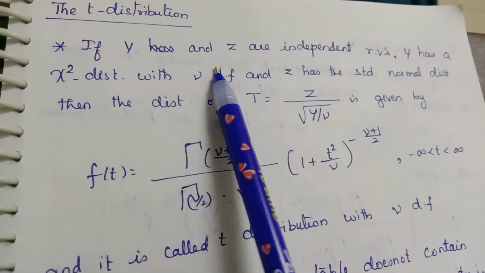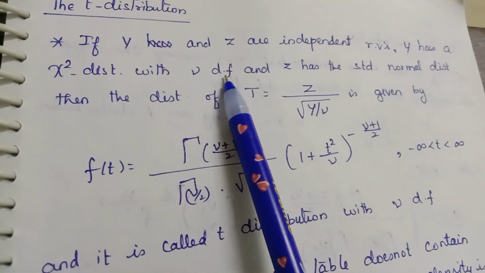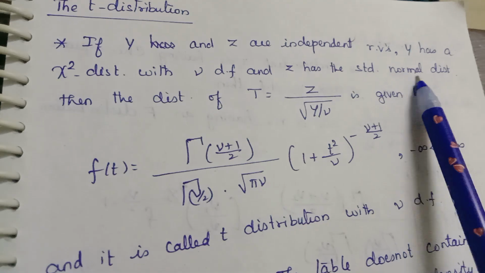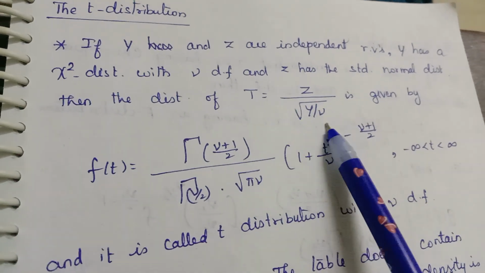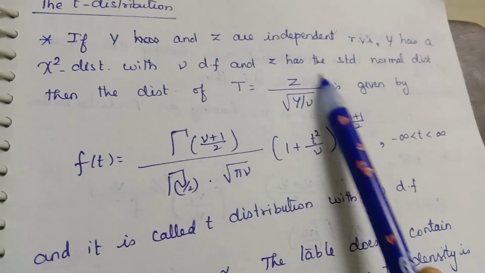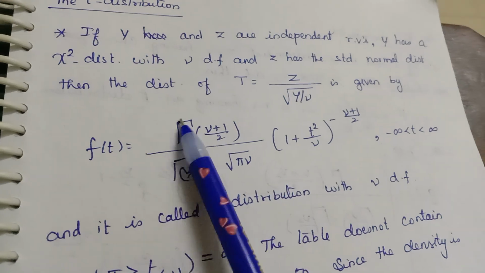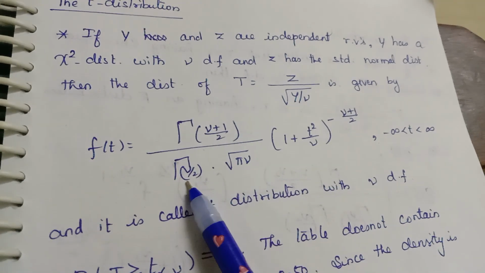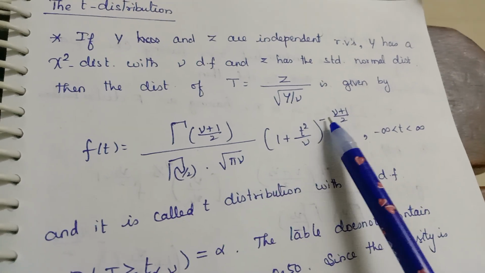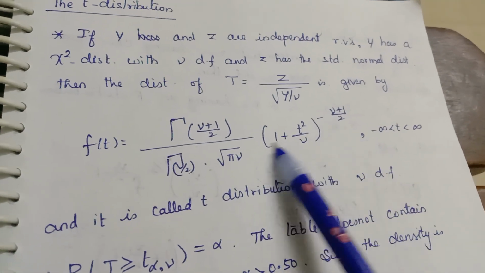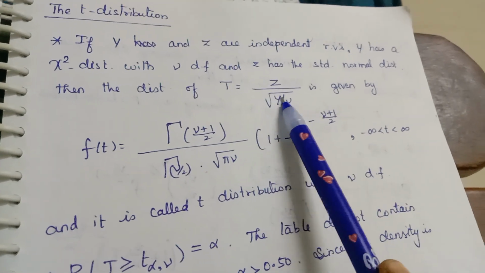Suppose y and z are independent random variables. y has a chi-square distribution with nu degrees of freedom and z has a standard normal distribution. Then t equal to z by square root of y by nu. Okay, this follows the t distribution and its PDF is given by f(t) equal to gamma((nu + 1)/2) by gamma(nu/2) root of (pi nu) into (1 + t square by nu) power minus (nu + 1)/2. So what is this random variable? z by root of y by nu.